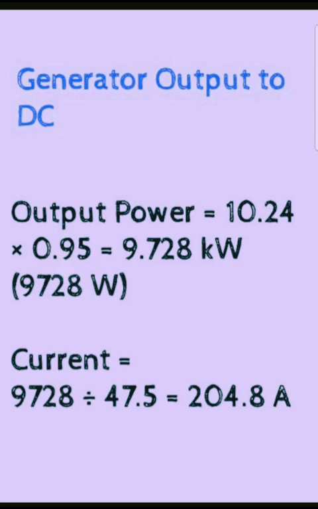And knowing that the current limit is set using current, we need to express this in current, hence we will use the startup voltage. If we divide this power by the startup voltage of 47.5, we have a current of 204.8 amps.